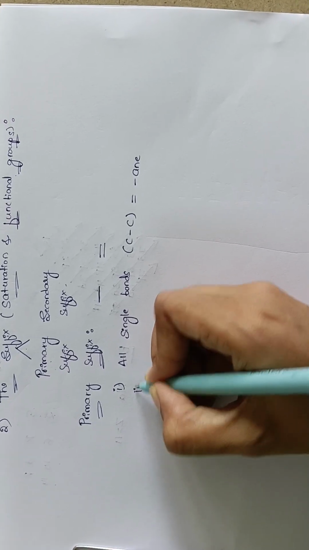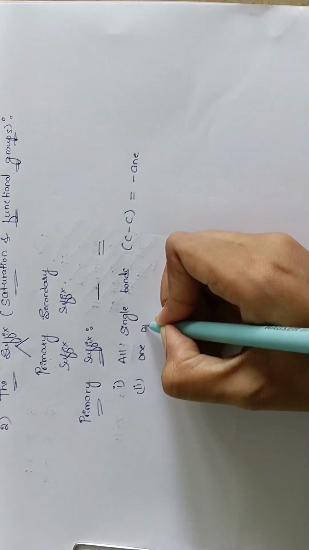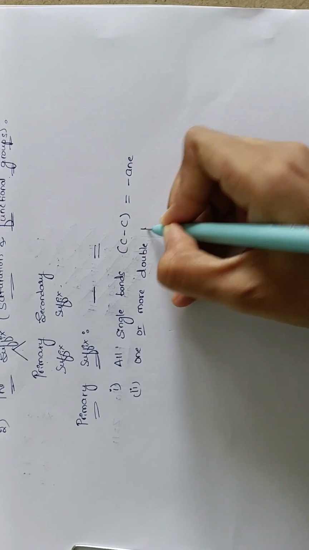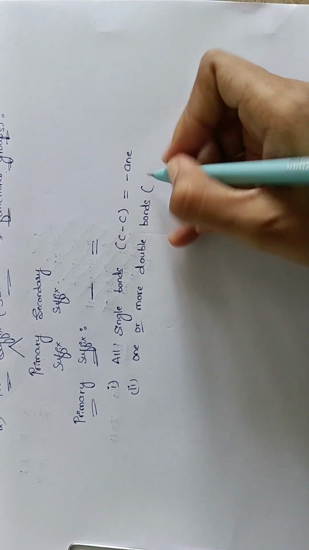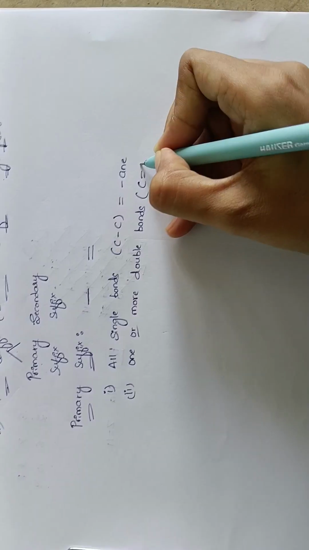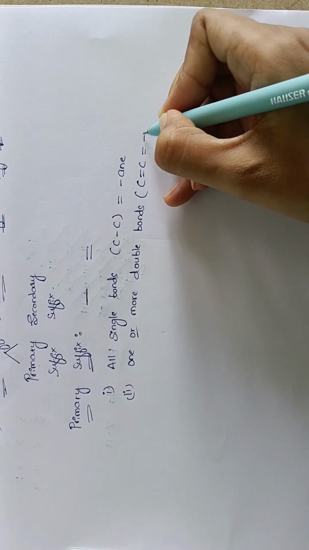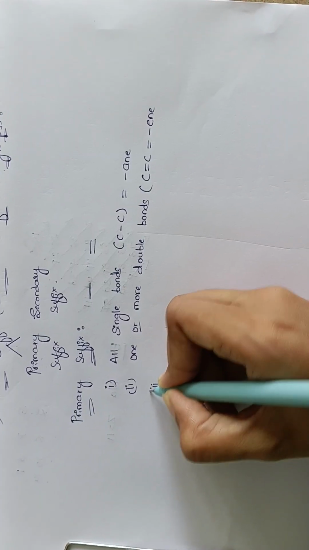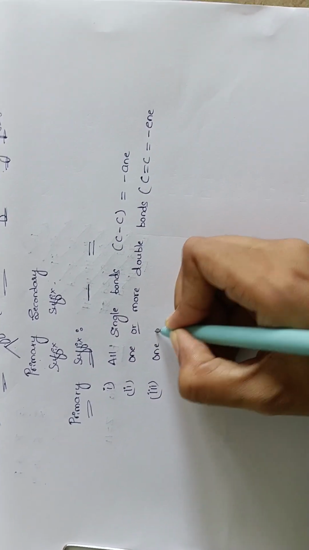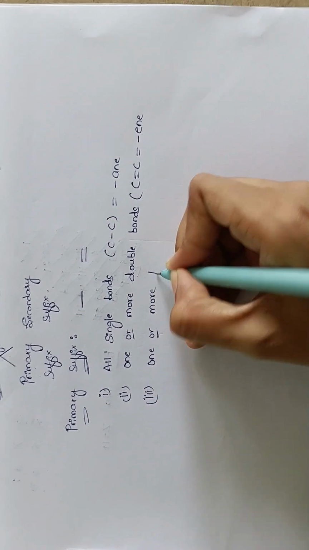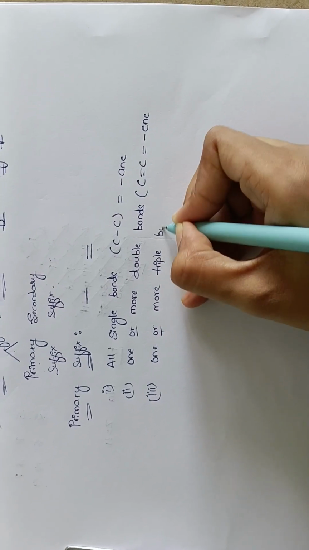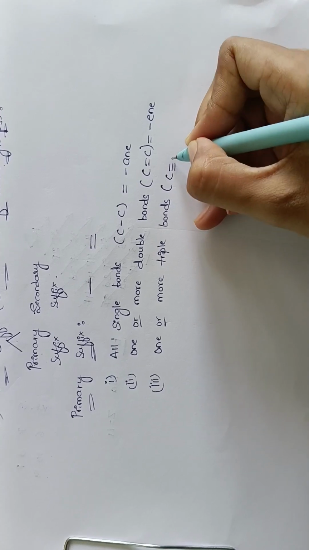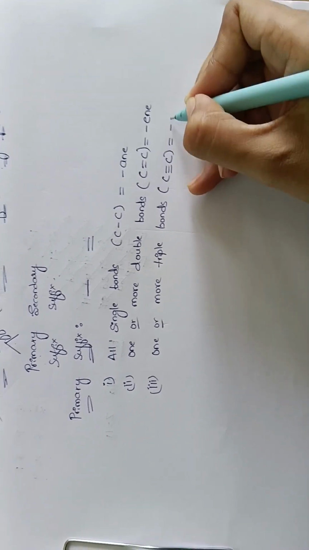Then second one is one or more double bonds, meaning C double bond C. This is called ene. Then third one is one or more triple bonds. This is called yne.